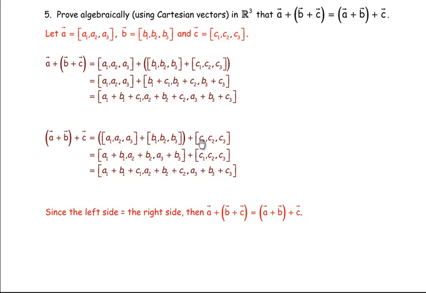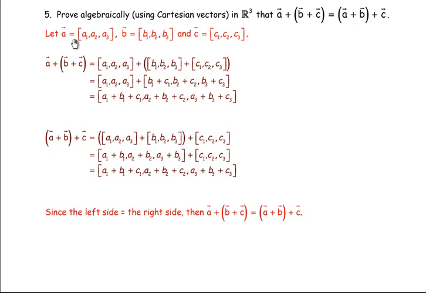For number 5, we're asked to prove algebraically using Cartesian vectors in 3 space, so 3 components, that this is true. To prove it, you wouldn't take specific numbers for vectors a, b, and c. You couldn't say that a is (1, 2, -5) and b is (0, 3, 6), because that would only prove it for those specific vectors.